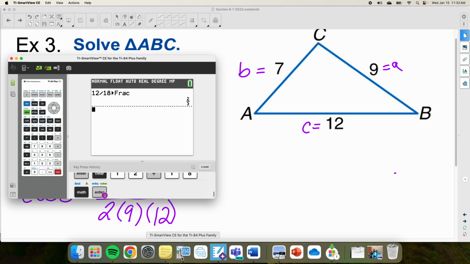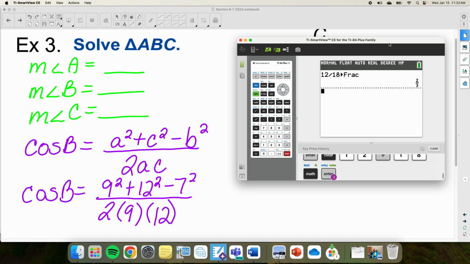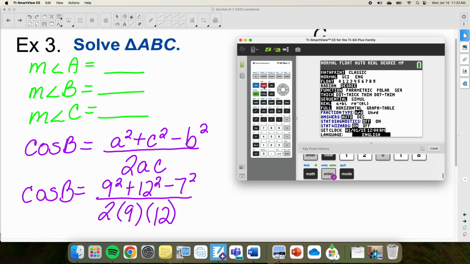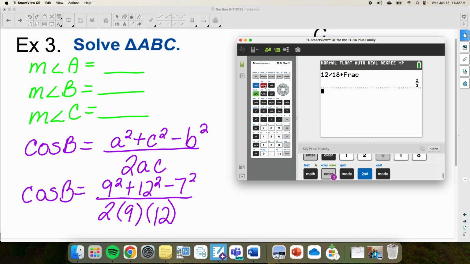So now when we go to do this, again, I always have to check my calculator mode this time. I don't know why sometimes mine is in the right mode, sometimes it's not. All right, so we're going to go 9 squared plus 12 squared minus 7 squared divided by 2 divided by 9 divided by 12, enter. I want to see at least this on your page.